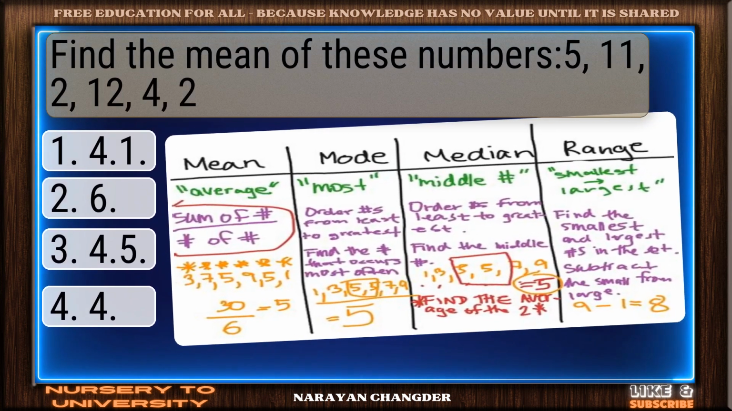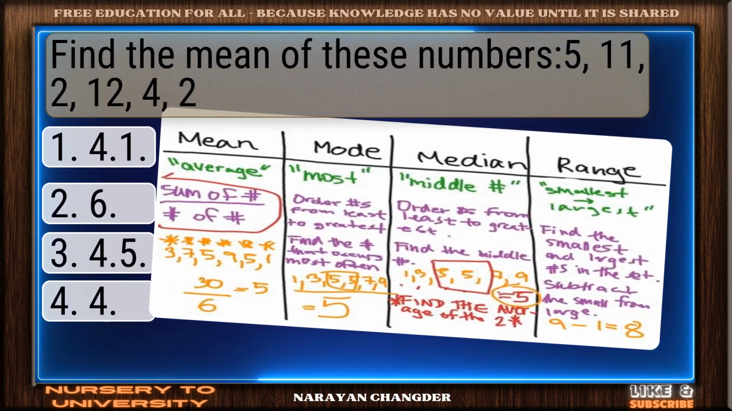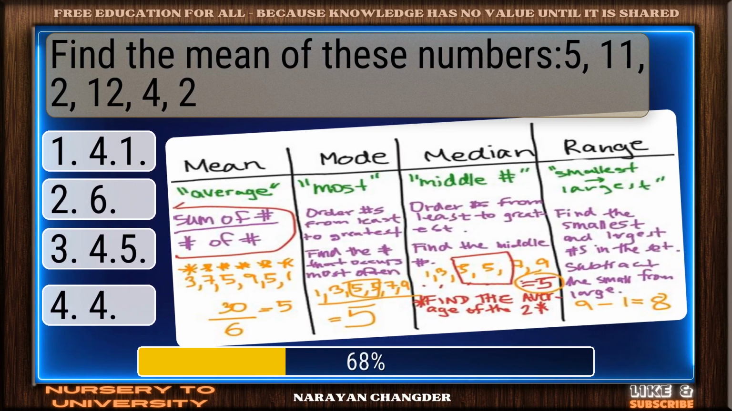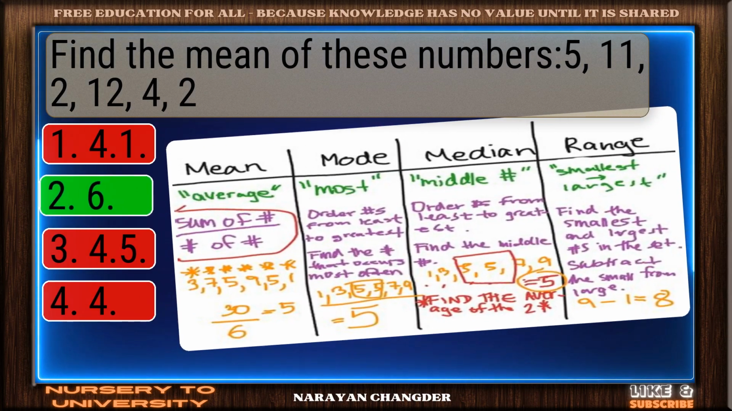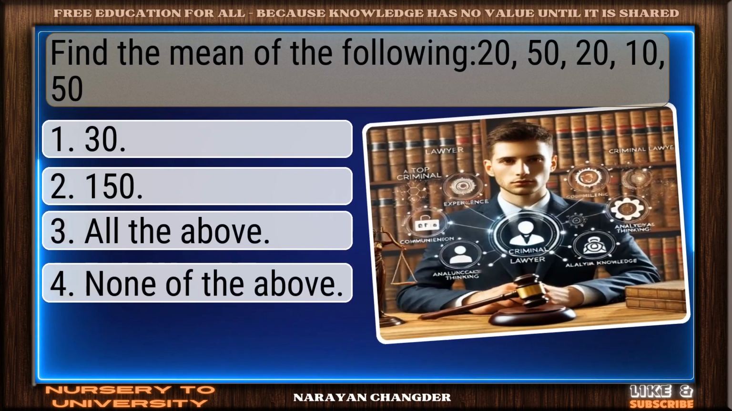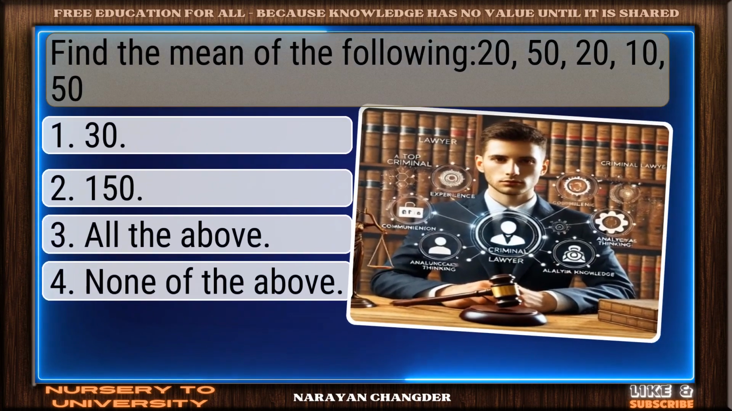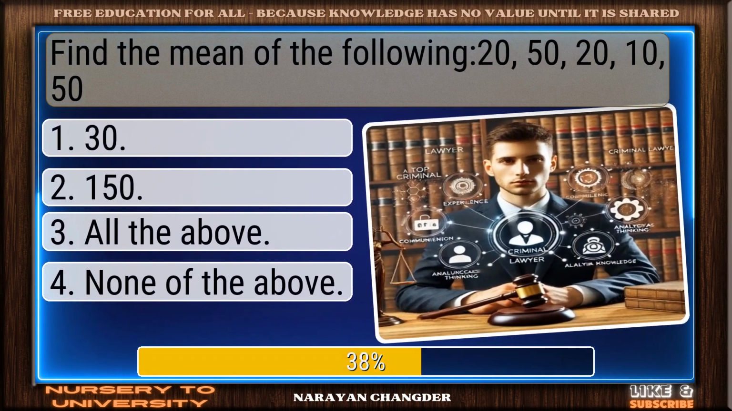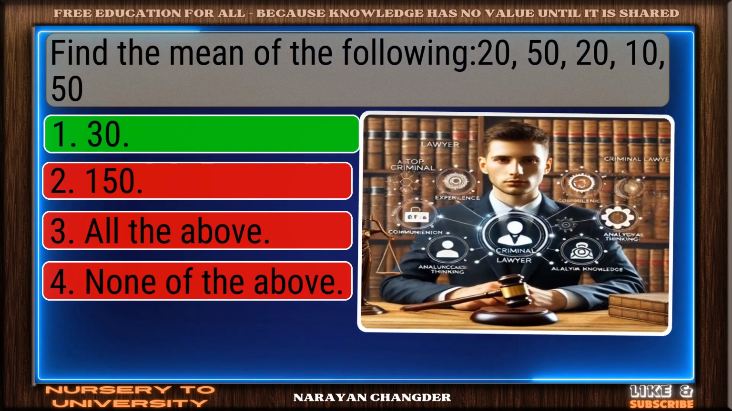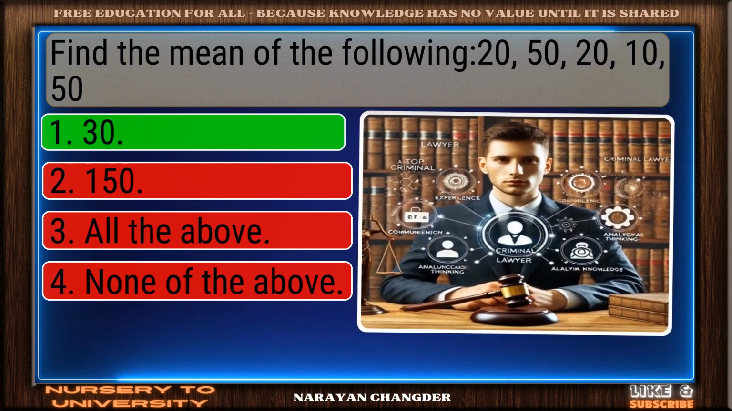Question number 185. Find the mean of these numbers 5, 11, 2, 12, 4, 2. Nice work. You chose 6, and it is correct. Question number 186. Find the mean of the following 20, 50, 20, 10, 50. Clear logic. Your choice 30 is sound and 100% true.